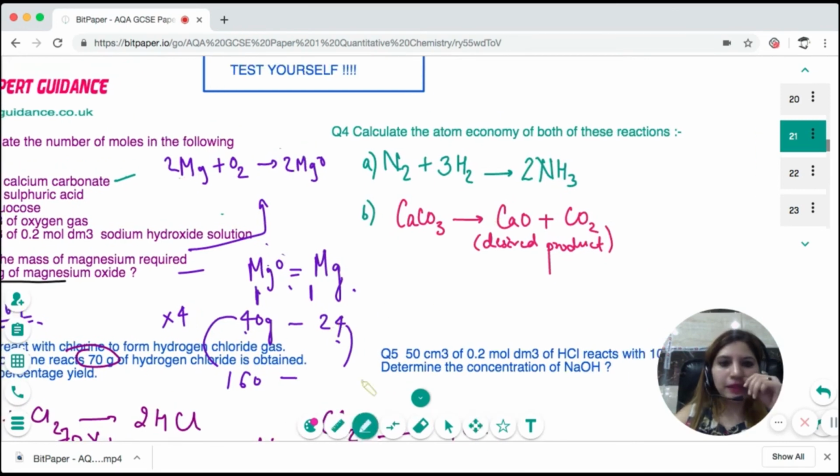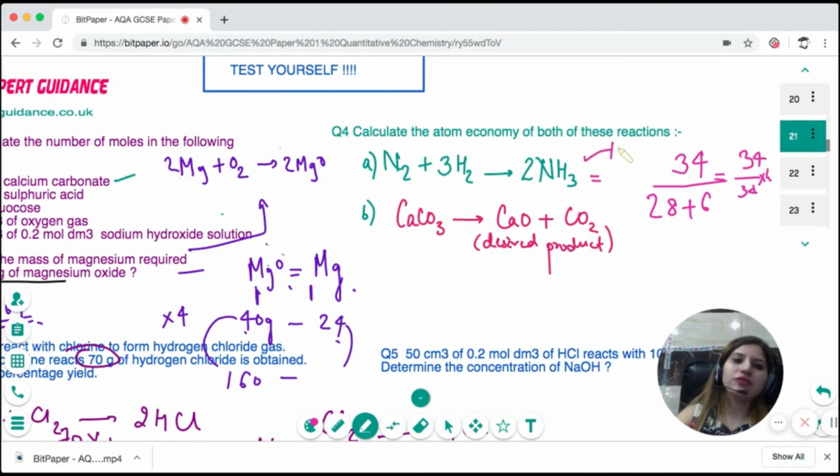Calculate the atom economy. The atom economy is the mass of the desired product over the mass of all the reactants. Now what is the mass of the product? It is ammonia, which is 2 moles. So that is 17 times 2, which is 34. Okay, and what is the mass of the reactants? That is 28 plus 6, which is also 34. So 34 over 34 times by 100. This reaction has 100% atom economy, and that makes sense as well because it is making only one product, which is desired. So the percent atom economy has to be 100%.